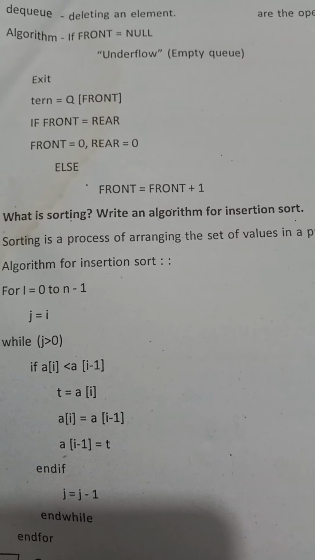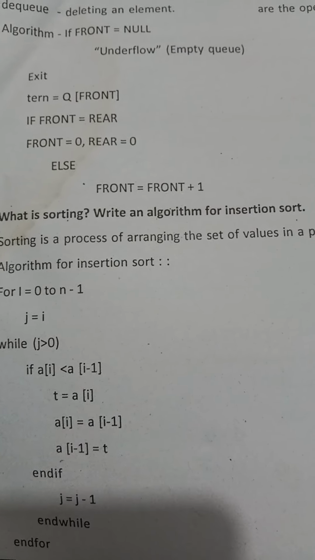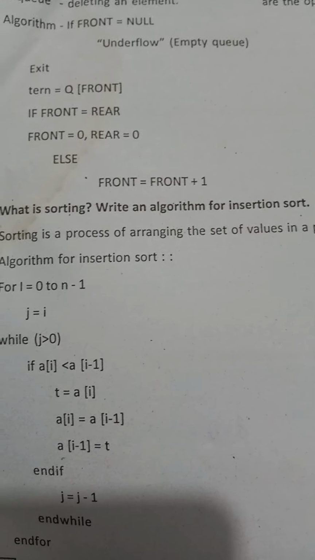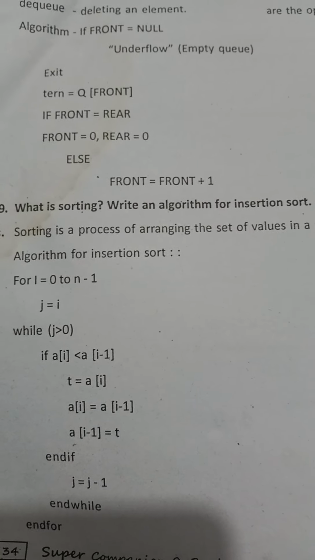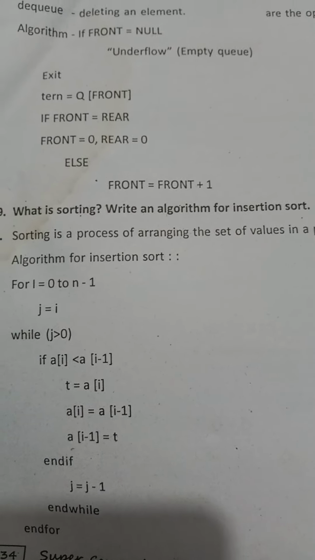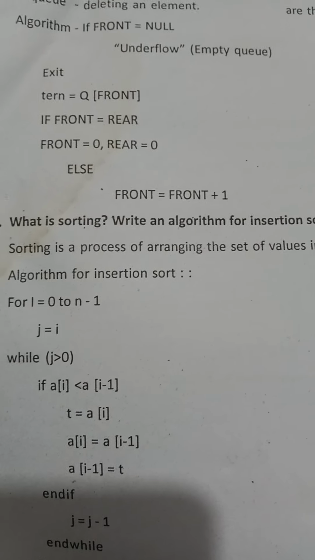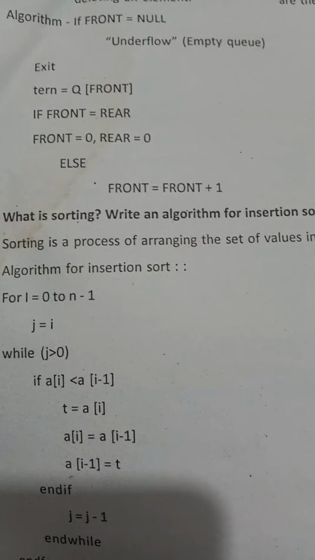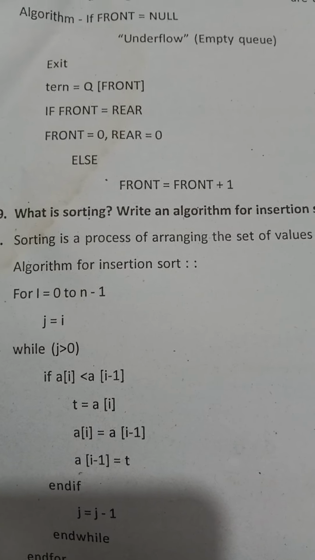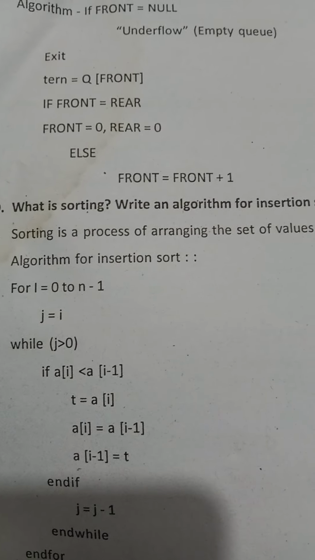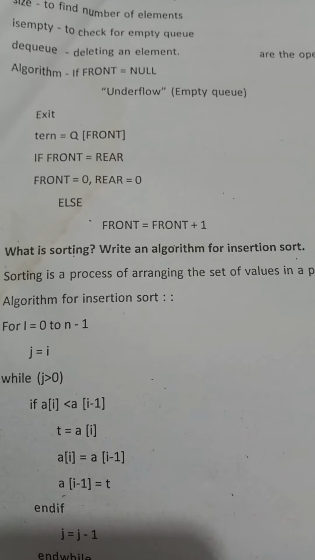So t is equal to a of j, and a of j is equal to a of j minus 1, and a of j minus 1 is equal to t. So this swaps the elements which are there in a of j and a of j minus 1. End if. j is equal to j minus 1, that is, we are decrementing the value of j. End while and end for. This is the insertion sort algorithm.